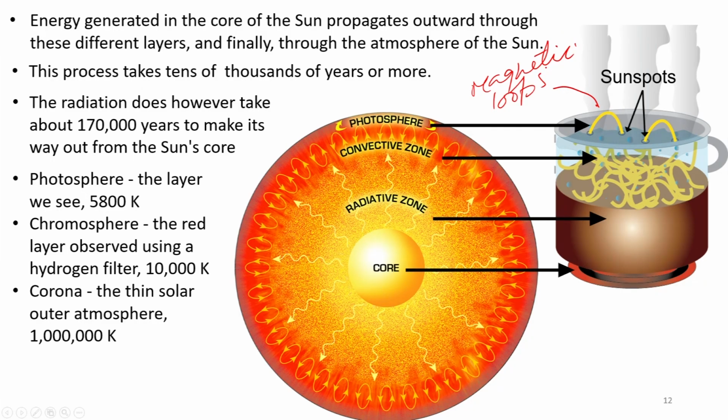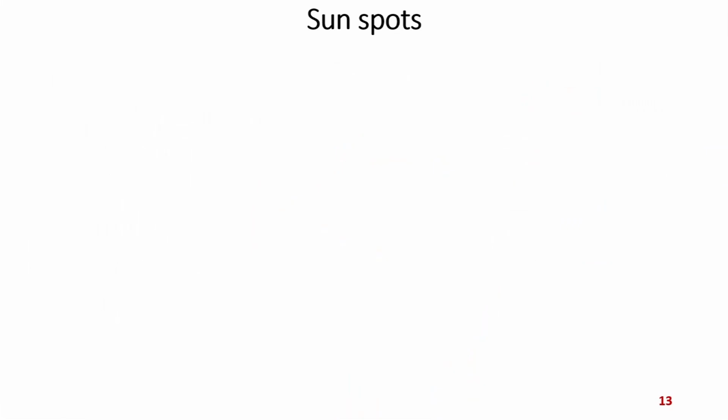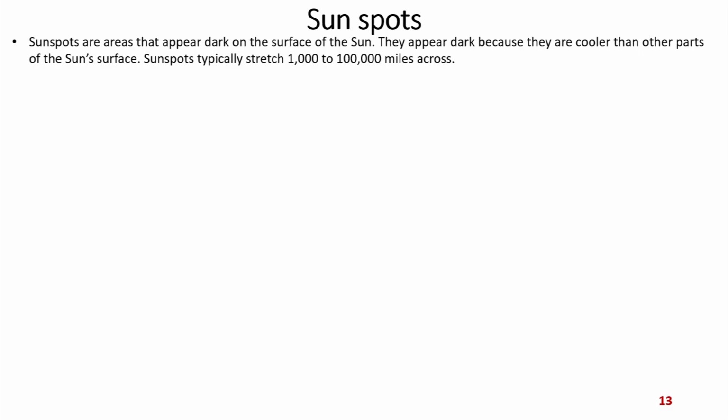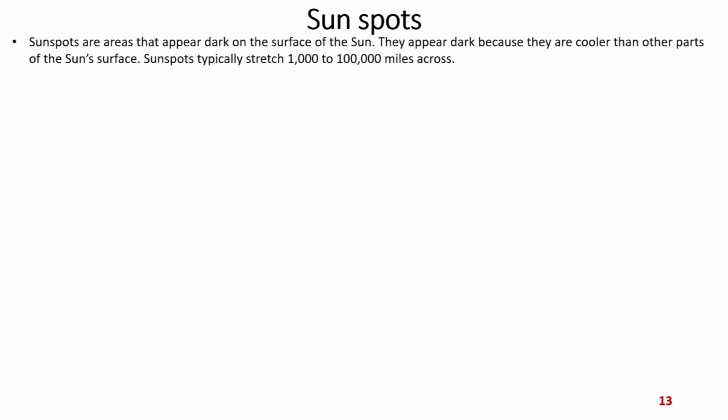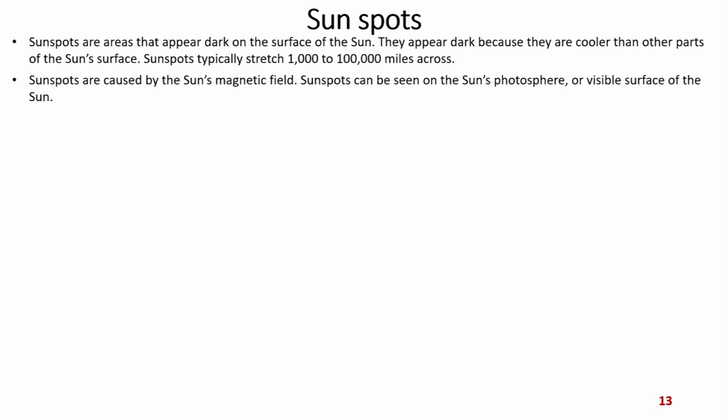So, these are called the sunspots. We will see how the sunspots are related to the sun's activity. So, what are the sunspots? The sunspots appear as dark spots on the surface of the sun, and since they appear on the photosphere, they can be visible by ground based optical telescopes. Sunspots can typically stretch from 1000 to some 100,000 miles across. The sunspots are caused by the sun's magnetic field, and can be seen on the sun's photosphere, or the visible surface of the sun.